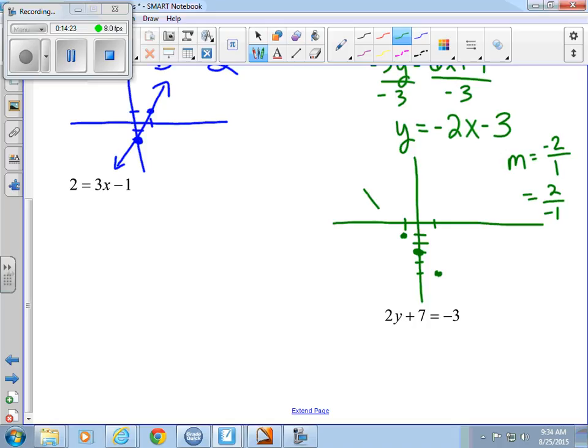Yeah. So either way is wonderful. So either one of those is the same thing. You can either go down 2 and right 1, or you can go up 2 and left 1. Did that make sense to everyone? How that's the same thing? Same thing as far as the slope is. Add 1.